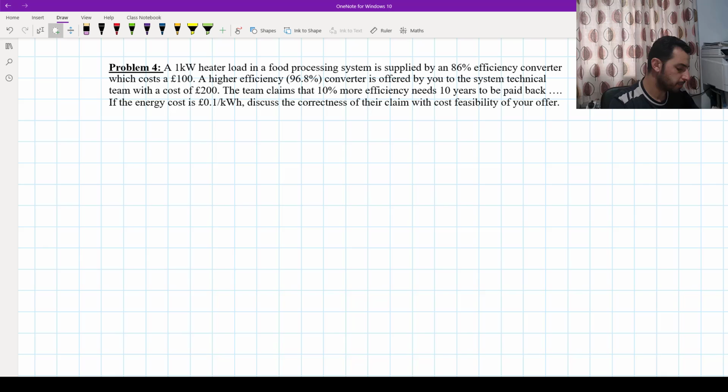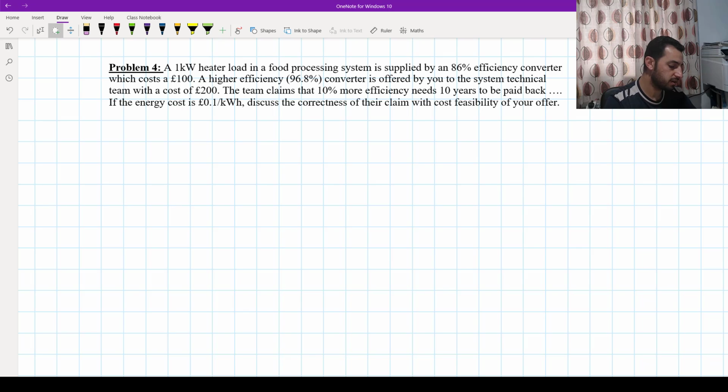Problem number 4 says we have a 1 kilowatt heater load in a food processing system, which is supplied by a converter which has an efficiency of 86%. So we have a 1 kilowatt load supplied by a converter. That converter has 86% efficiency, and that converter costs about £100.